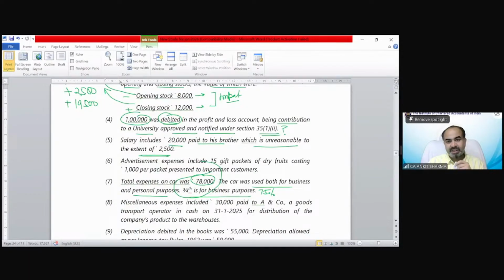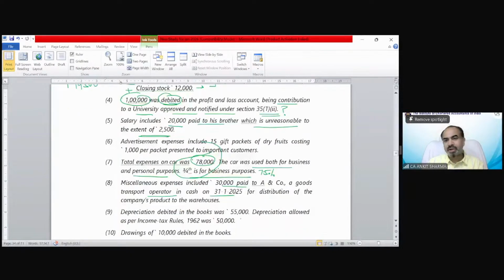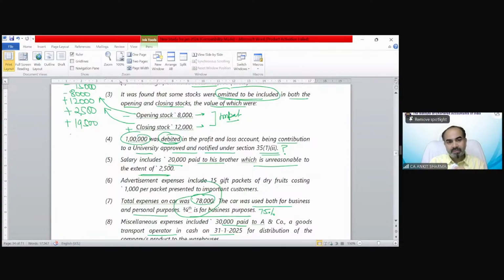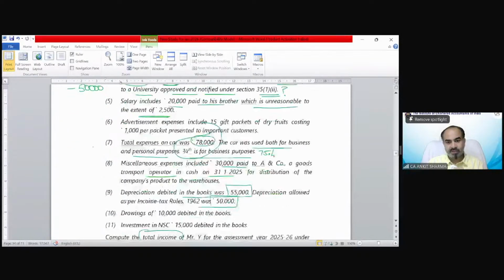Miscellaneous expenses include 30,000 paid to A&M Company, a goods transport operator, in cash on 31st January 2025. So, in case of a transporter, we can pay 35,000 per day. So, there is no need to disallow anything. Depreciation debited in the books of account was 55,000 and depreciation as per income tax was 50,000. So, we need to add back 55,000 and we need to reduce 50,000 depreciation as per income tax provision.